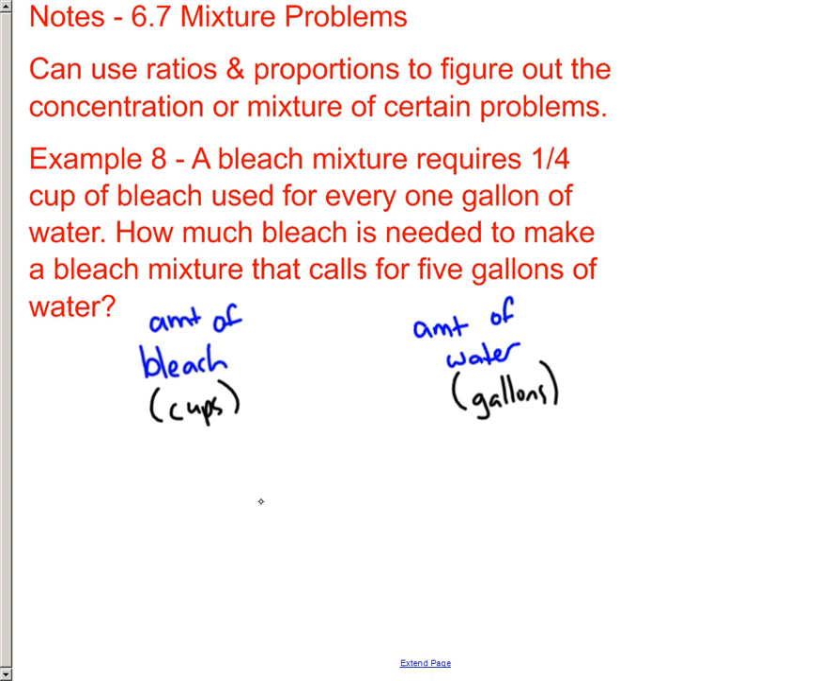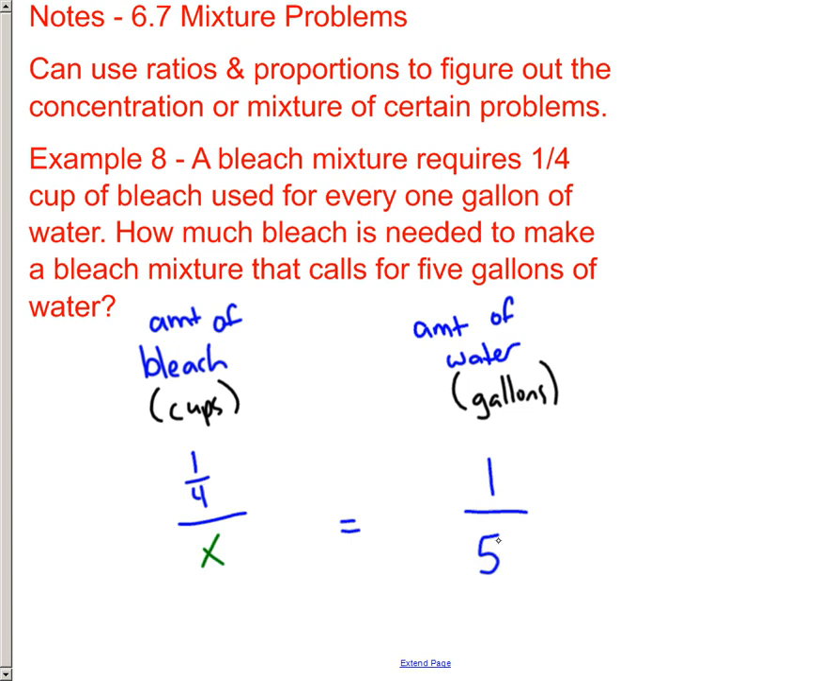Label it. Now, I know that 1/4 of a cup would be used for 1 gallon. And I want this 1/4 of a cup of bleach matching up to this 1 gallon of water up top. The question is how much bleach, which means we don't know, put a variable there, is going to be used for 5 gallons of water. Here's your proportion. You can cross multiply and set up however you want. So let's go through and solve for x.